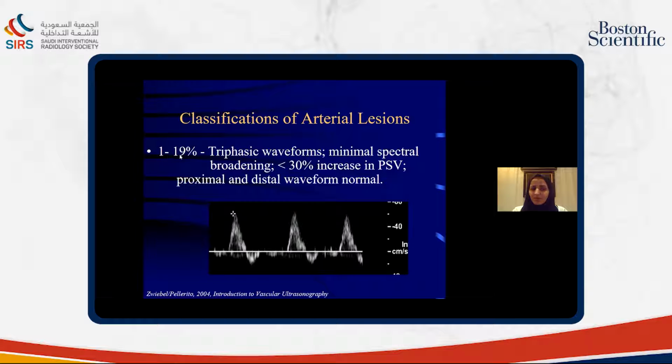So from 1 to 19, still we have triphasic, or we call it biphasic, but minimal spectral. There is minimal spectral broadening, and velocity less than 30 increase. The peak systolic velocity less than 30. So the stenosis here from 1 to 19%. So it's very important to see the spectral window here below the waveform.